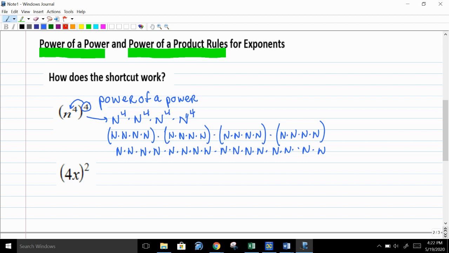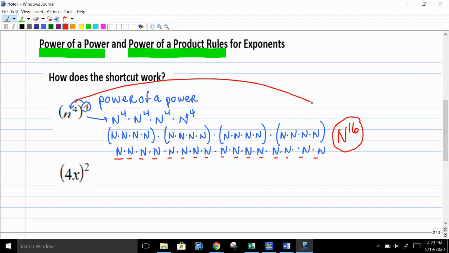Okay, so at the end of the day here, I got 1, 2, 3, 4, 5, 6, 7, 8, 9, 10, 11, 12, 13, 14, 15, 16. So at the end of all that, we got n to the 16th power. Now, what's the shortcut? We were together in class. Hopefully you could figure this out. How do we get a 16 from this original problem? Well, 4 times 4 is what gives us the 16. So there's your rule. There's your power of a power rule.